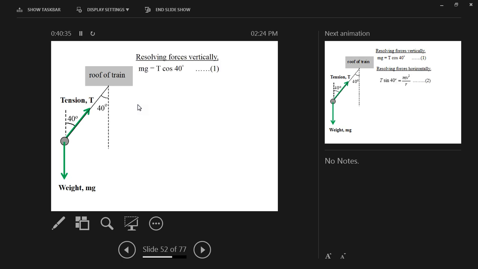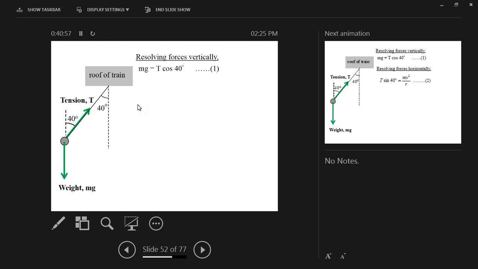So if you resolve forces vertically, is the pendulum bob moving up and down? No, right? So in vertical equilibrium. If it's in vertical equilibrium, that means the upward component of the tension T must be equal to the weight. So I have mg equal to T cosine 40. So that is equation 1.